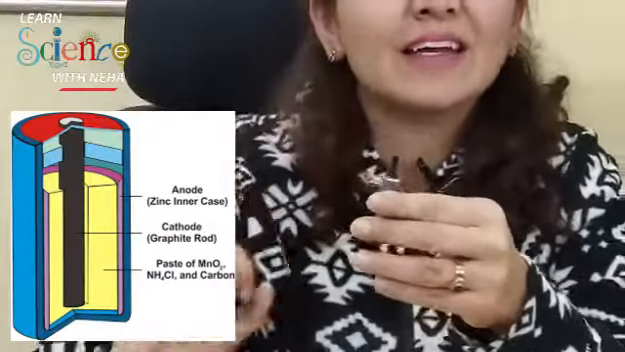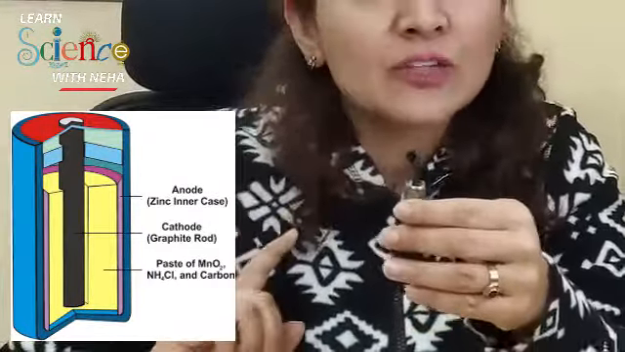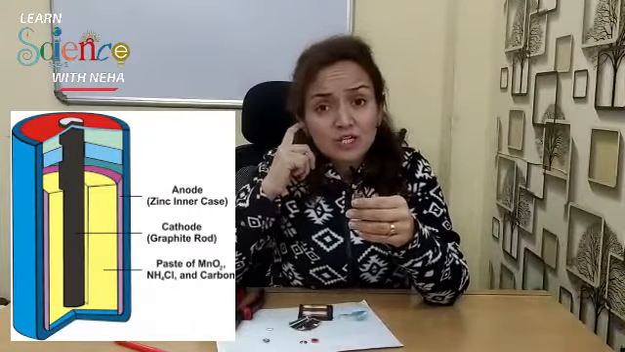Now in this can there is electrolyte. Electrolyte is made up of ammonium chloride and manganese dioxide. So this is actually a semi-solid substance.